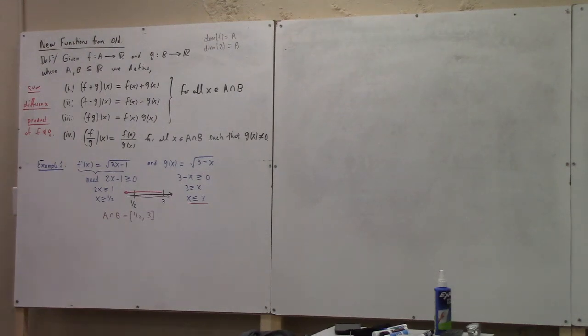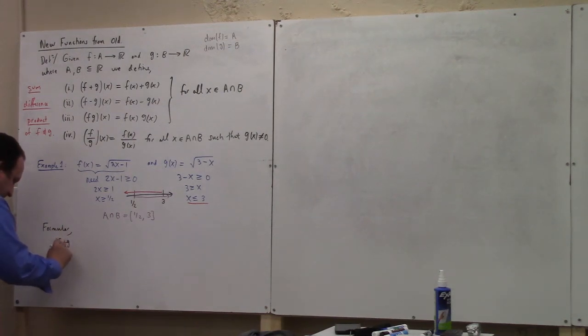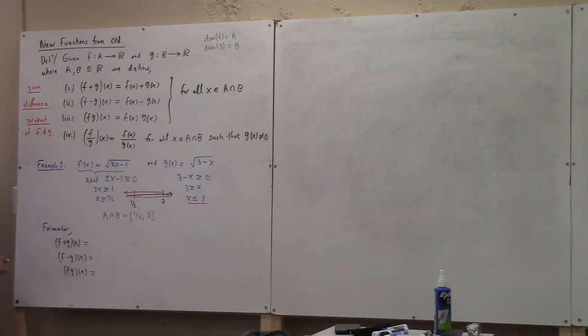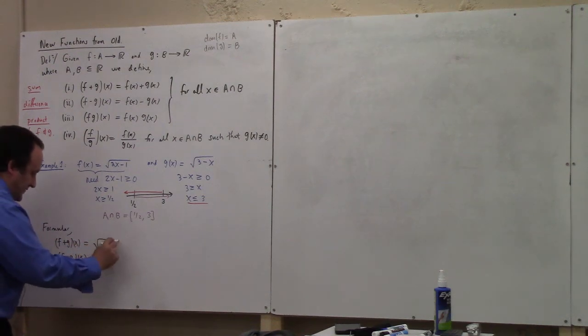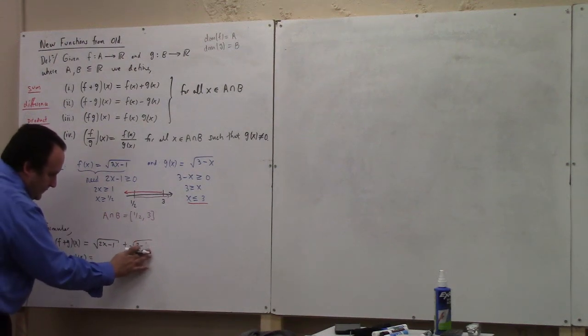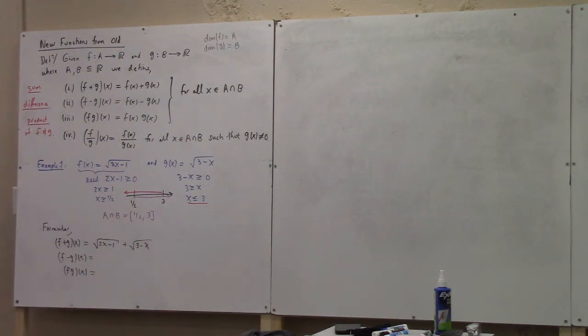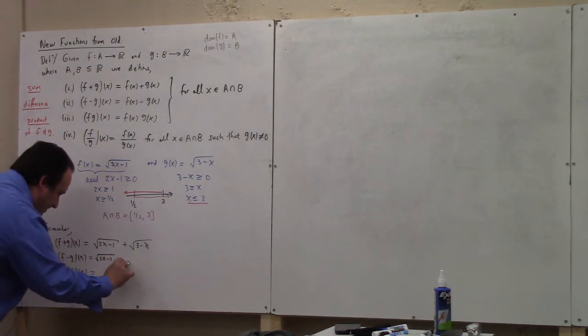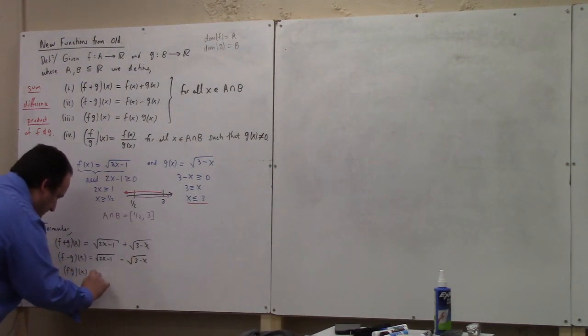So, okay, great. Okay, so the formulas. What are the formulas? f plus g of x is what? What's f minus g of x? What's f times g of x? What are those equal to? I mean, it's just this, right? You just add the formulas or subtract the formulas or multiply them.